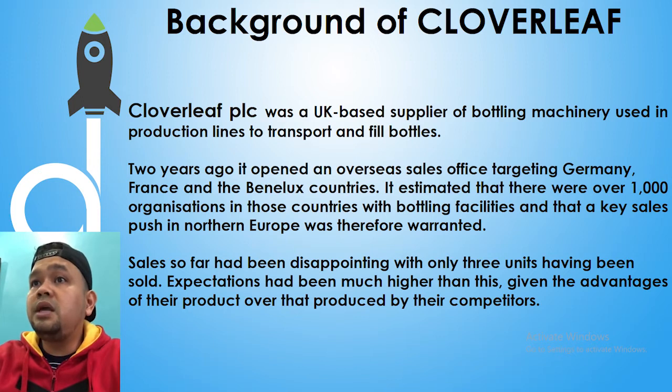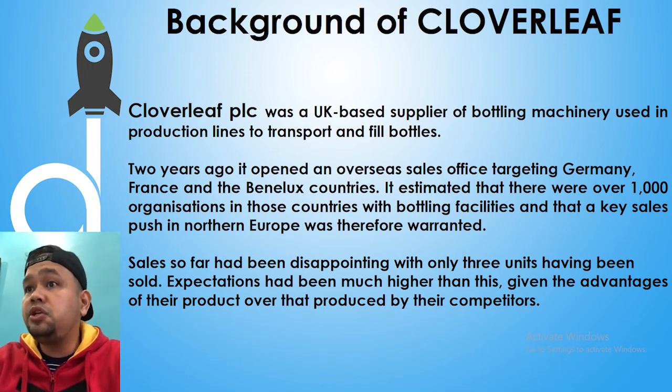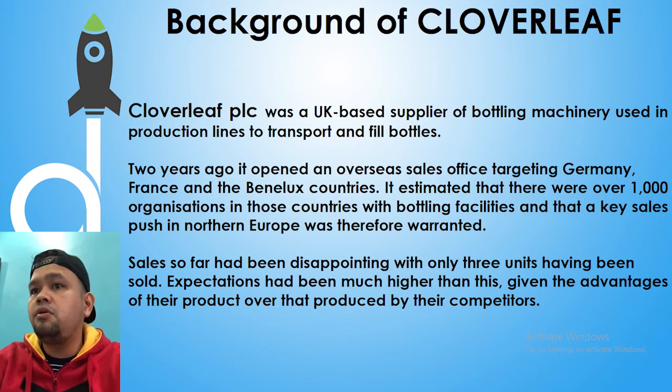Let us continue by telling you the background of Cloverleaf. Cloverleaf PLC was a UK-based supplier of bottling machinery used in production lines to transport and fill bottles. Two years ago, it opened an overseas sales office targeting Germany, France, and the Benelux countries. It estimated that there were over 1,000 organizations in those countries with bottling facilities, and that a key sales push in Northern Europe was therefore warranted.